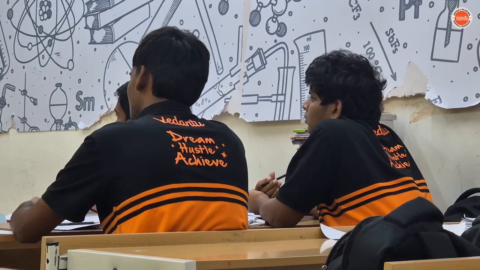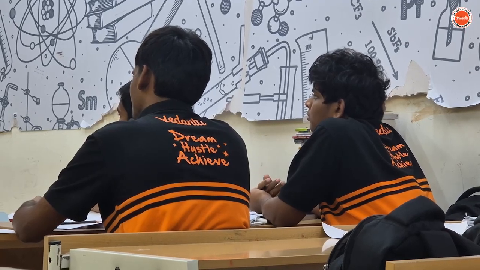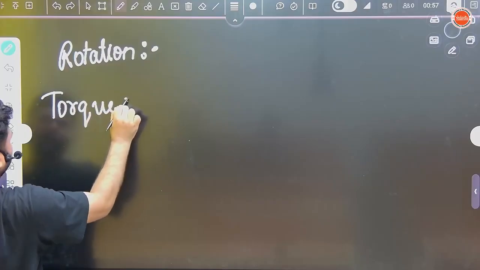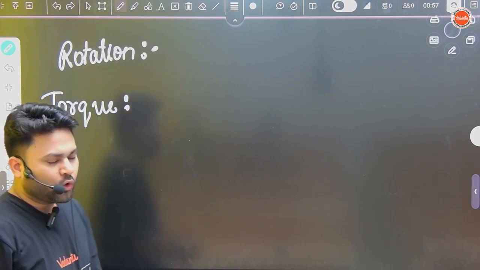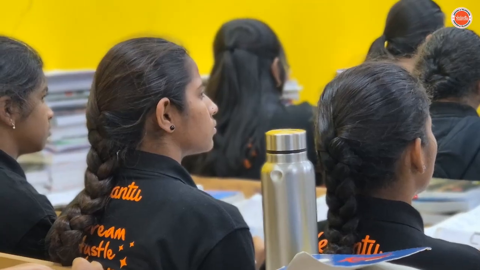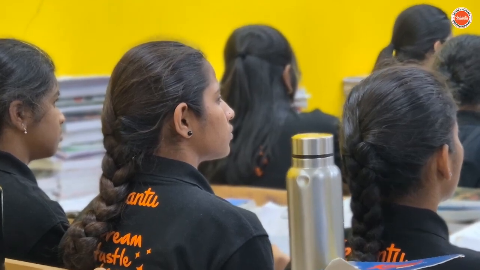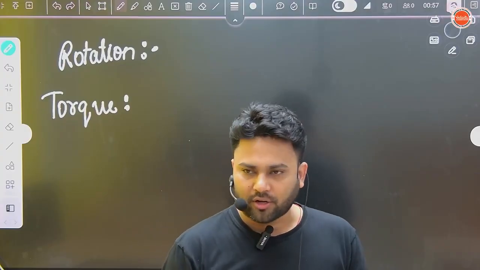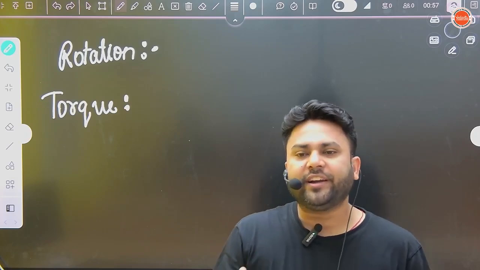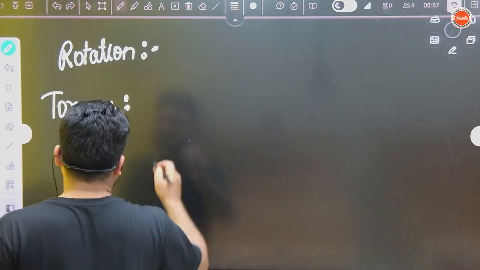So first concept is torque. What is the formula for torque? What is torque? Rotating effect of force. If you apply any force, like this is a pen, if I apply any force and it rotates, then we say that we are applying torque. Correct? So rotating effect of force. So torque formula is R cross F.